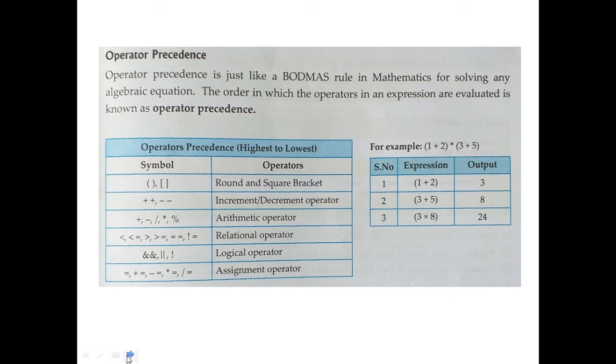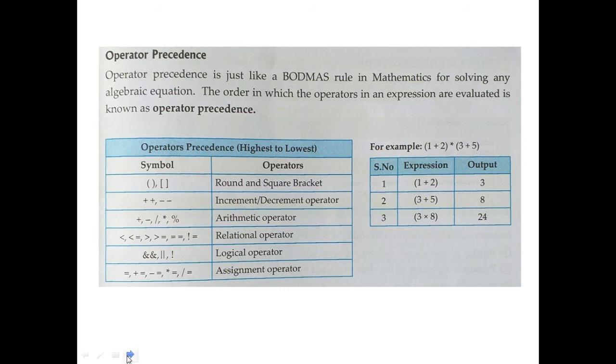You may be remembering, from class 6 onward or maybe 5 onward, for simplification we use the BODMAS rule in mathematics, isn't it? Here also the concept is the same. You can see the operator precedence. First is round and square brackets. Then we have increment and decrement operators. Then we have arithmetic, relational, logical, and at last assignment. First is the bracket, then increment, decrement, then arithmetic, relational, logical, assignment. This is the sequence of operators from highest to lowest that we need to follow.